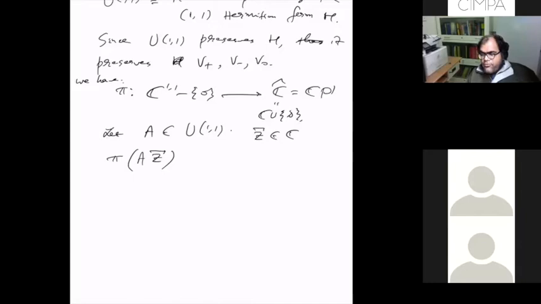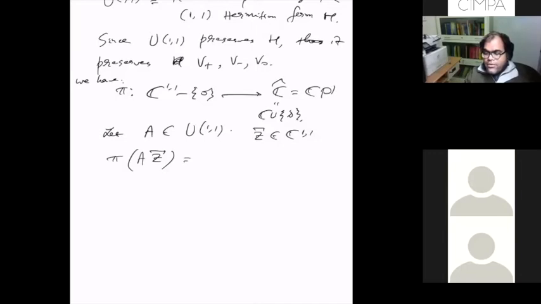π belongs to CP^1. Sorry, A belongs to U(1,1) and Z, as a vector, belongs to C^{1,1}. All right. So this is linear algebra, right? So what would be π of AZ?